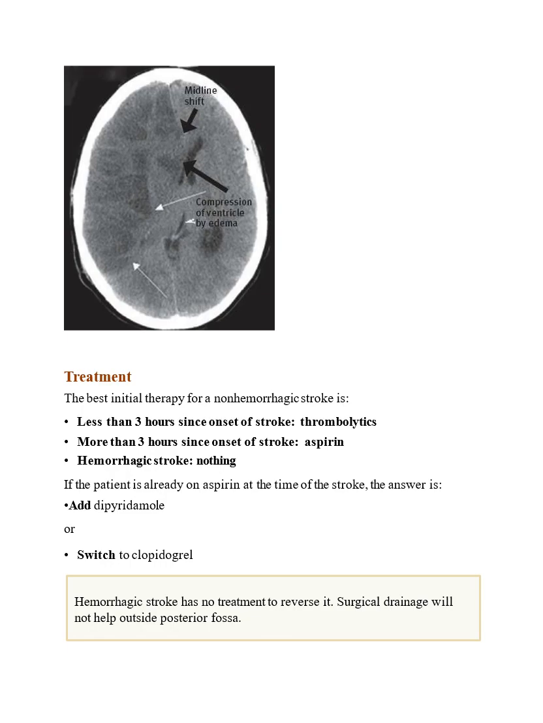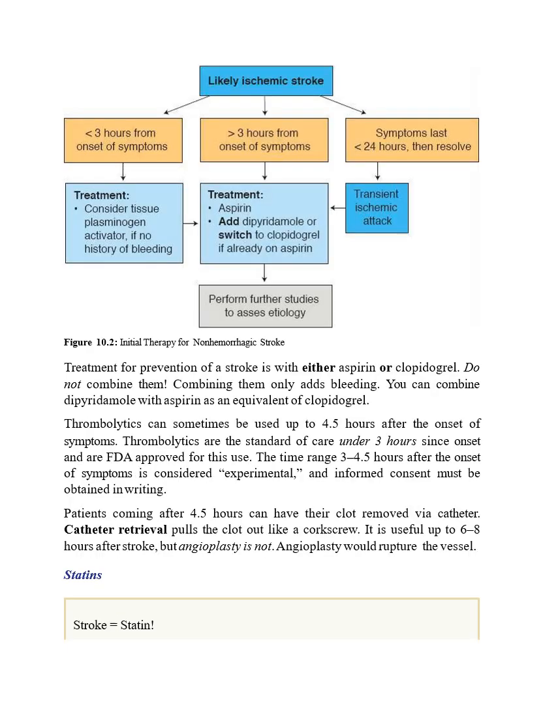If the patient is already on aspirin at the time of the stroke, the answer is add dipyridamole or switch to clopidogrel. Hemorrhagic stroke has no treatment to reverse it. Surgical drainage will not help outside the posterior fossa. Let's go to the next slide.